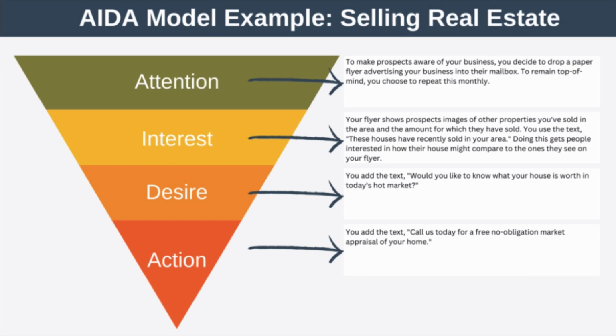Now, to get prospects interested in what you offer, your flyer shows prospects images of other properties you've sold in the area and the amount for which they've sold. You use the text, "These houses have recently sold in your area." By doing that, it's going to get people interested in how their house might compare price-wise to the ones they see in your flyer. To create desire, you add the text, "Would you like to know what your house is worth in today's hot market?" And finally, to get them to take action, you add the text, "Call us today for a free, no obligation market appraisal of your home."